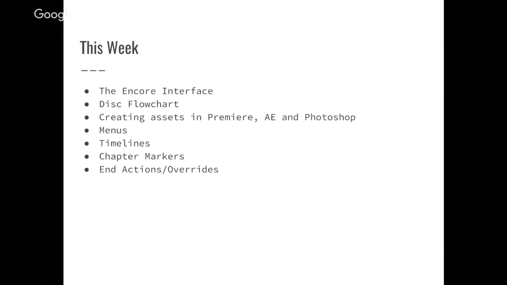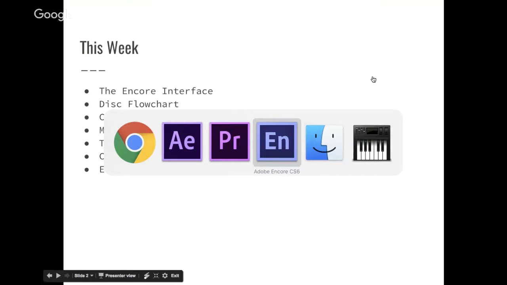So yeah, Encore, we'll go through the interface. We're going to talk about what's called the disk flow chart. We are going to talk about how you create assets for Encore using the other tools that we've been using, whether it's Premiere, After Effects, or Photoshop. We can then go into menus and timelines, and we'll end with these ideas of end actions. So this all kind of ties into this flow chart, this disk flow chart. What happens when you put a disk into a player and close the drawer? That's when the magic, with air quotes around it, starts happening when it comes to this disk flow chart.